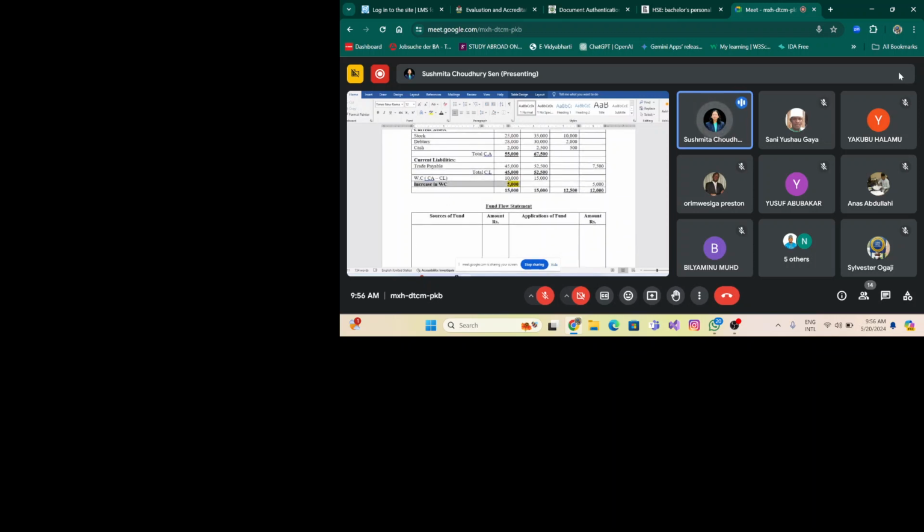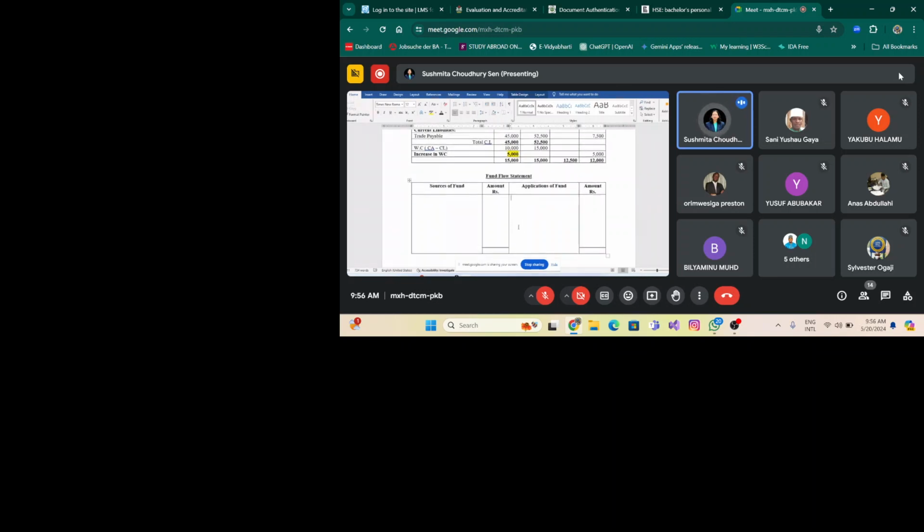The 5,000 increase in working capital means you are investing more than the previous year. You are spending 5,000 more as capital. So this 5,000 more spending is your application of fund for 2017, because this fund flow statement which I am preparing is for the present year 2017. So starting with increase in working capital, this is 5,000.